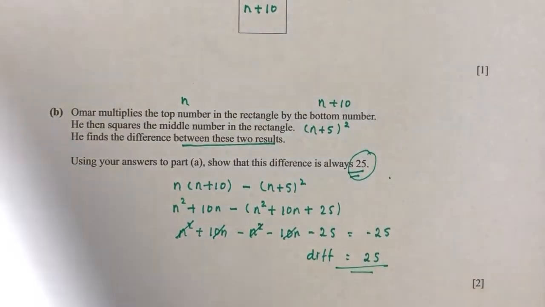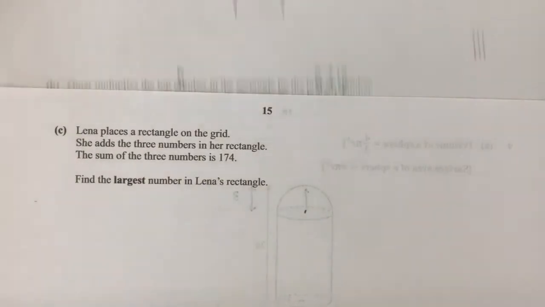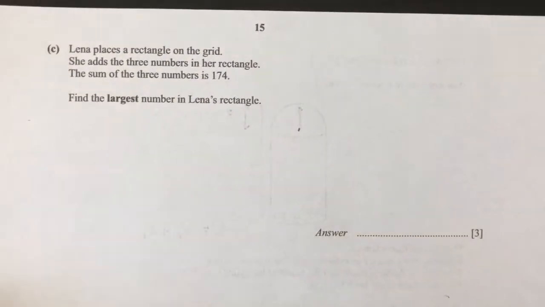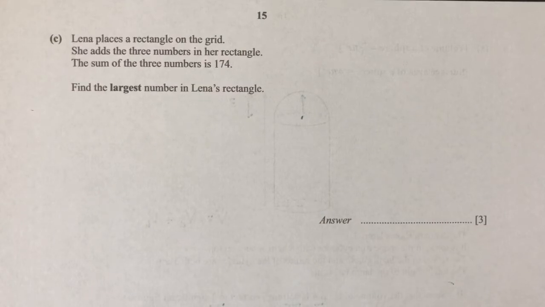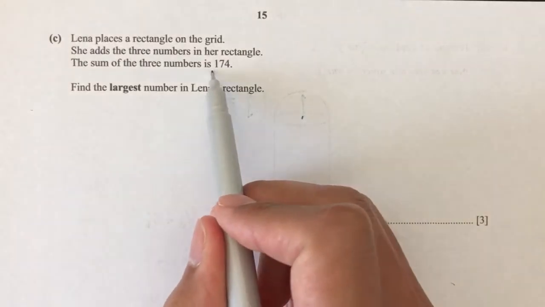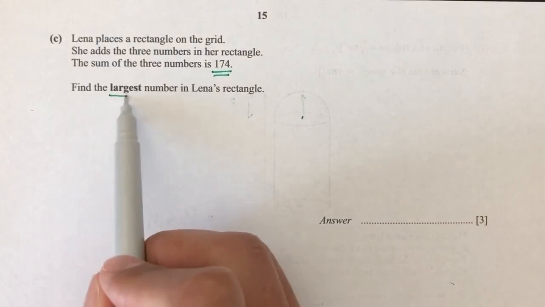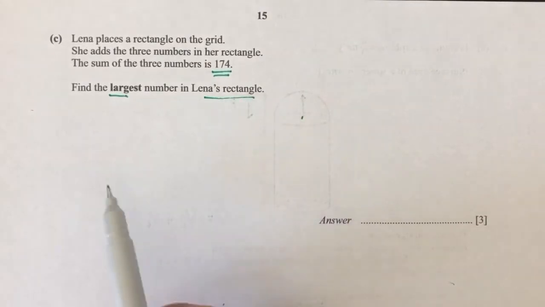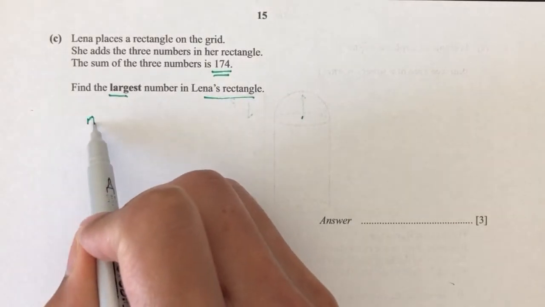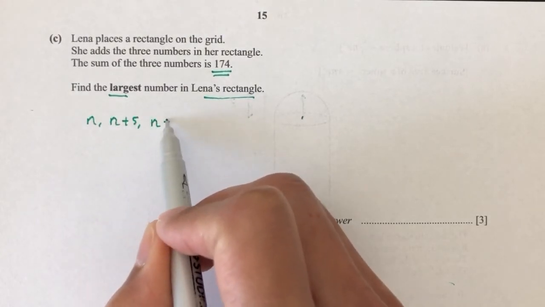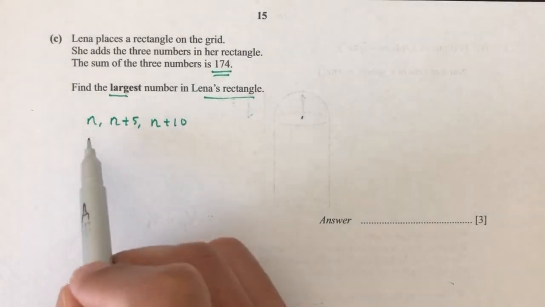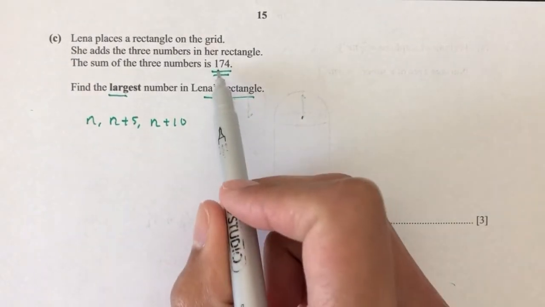Okay, so now moving on to part C. Lena places a rectangle on the grid. She then adds the three numbers in her rectangle. The sum of the three numbers is 174. Find the largest number in Lena's rectangle. So we know that the first number is n, the second number is n plus 5, and the third one is n plus 10. So if she adds all three together, it gets 174.